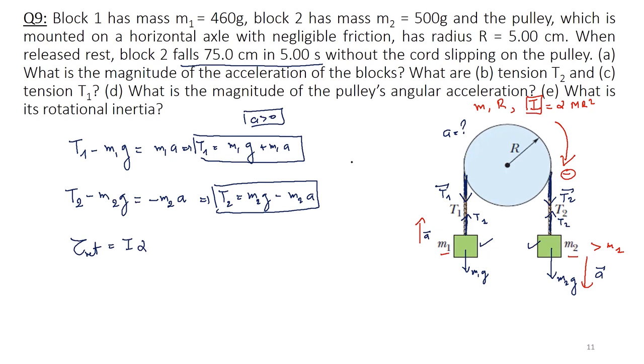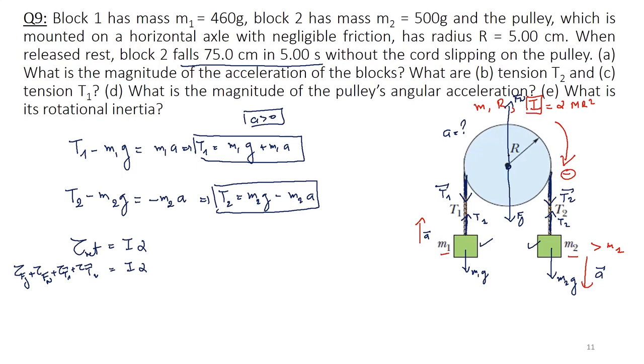Now, what is the net torque? Of course, the net torque will be the torque of the gravitational force plus the torque of the normal force plus the torque of T1 plus the torque of T2, and this is equal to I alpha. So the pulley has a mass, so the pulley has a gravitational force downward. And the pulley has a normal force because it's fixed here, so the normal force is here.